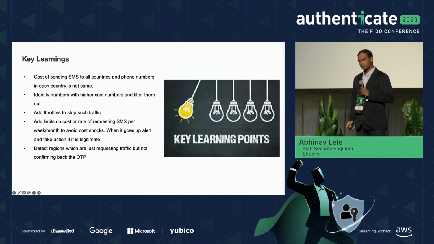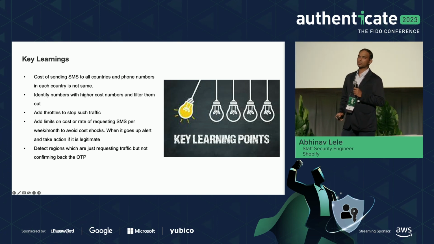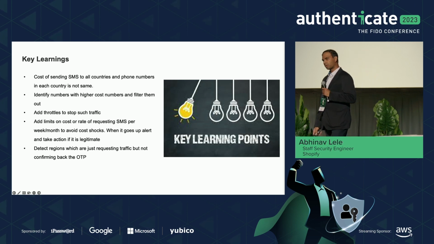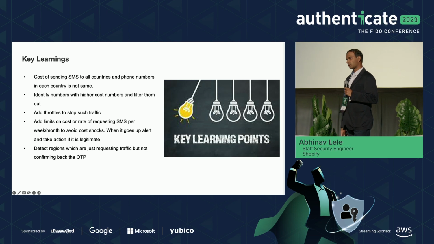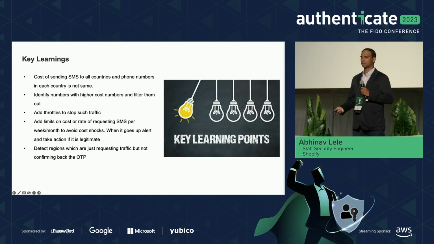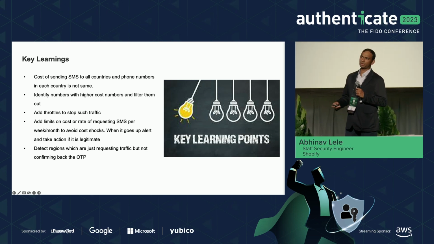Add throttles. I would say throttles would stop and prevent a lot of loss from your service in terms of cost. A variation on what you could do is add throttles on how much traffic you send to a certain country per week, per month, to avoid cost shocks.